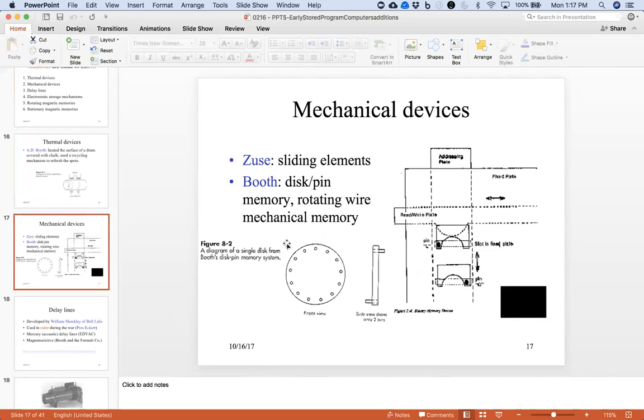Here's another one: a disk pin type memory system. Without going into every aspect of how this works, it shares a lot in common with what Hollerith was trying to do, having pins where if the pin is sticking out, it's storing a 1, and if it's in, it's a 0. Then you could pass a current through it to determine whether there was a number there.